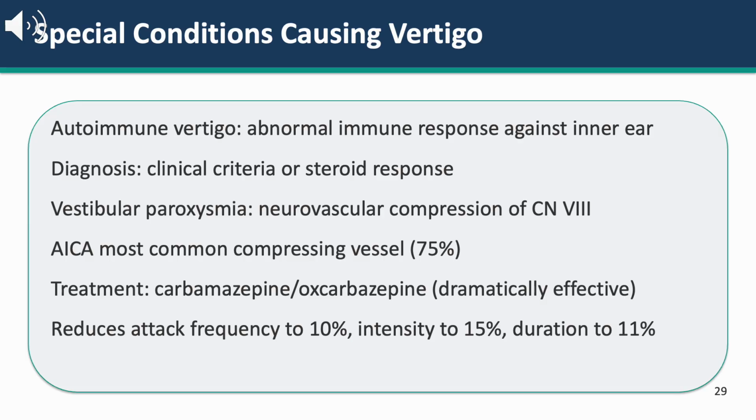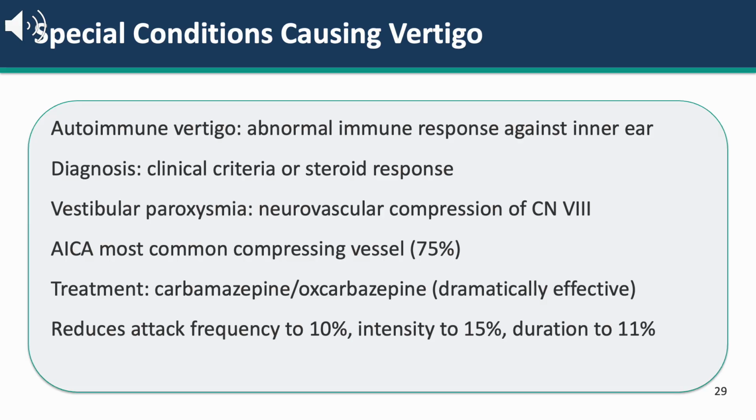Autoimmune vertigo occurs when an abnormal immune response is directed against the inner ear, with or without systemic autoimmune conditions. There may be functional or anatomic alterations with an inflammatory reaction that may be devastating for hearing and balance. Diagnosis is based on clinical criteria or a positive response to steroids.